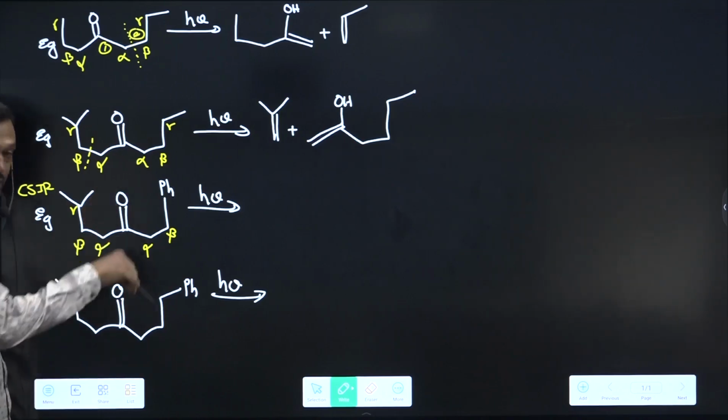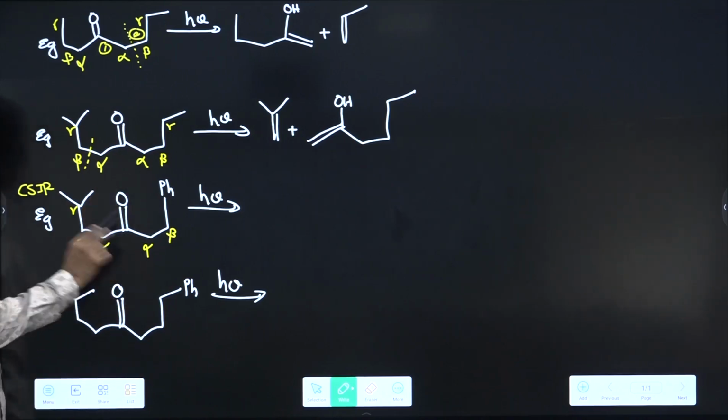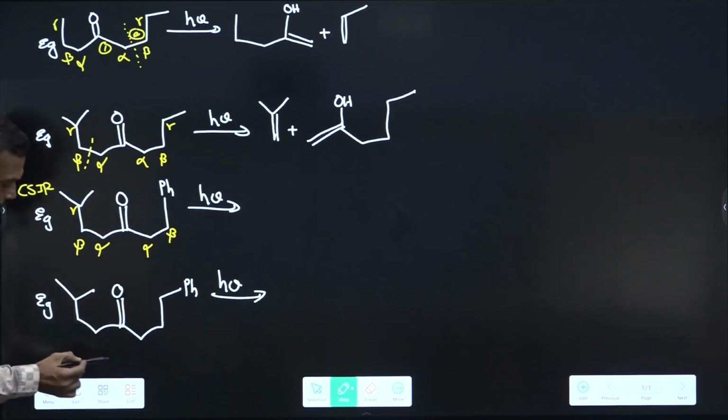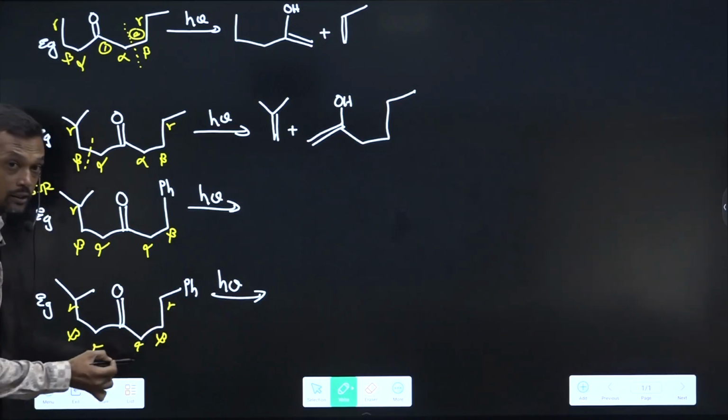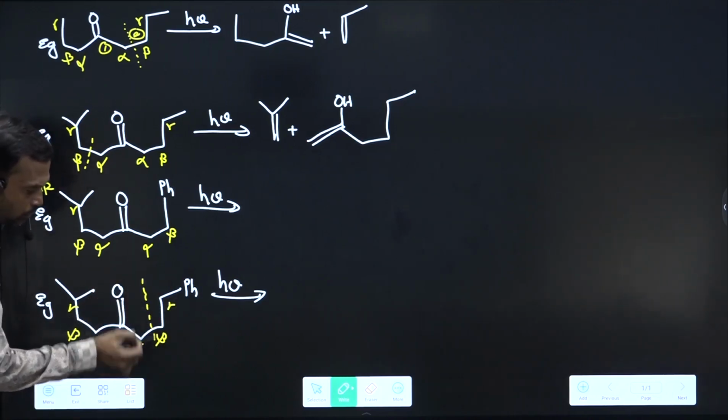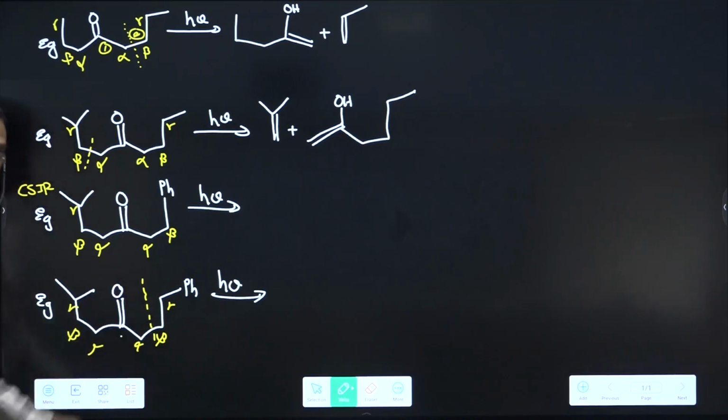First you will break the right side. That is the problem, that's why they given. Now in this one, actually you think like this: alpha, beta, gamma. See, alpha, beta, gamma, which side? Right side. So break here, put double bond between these two and these two.